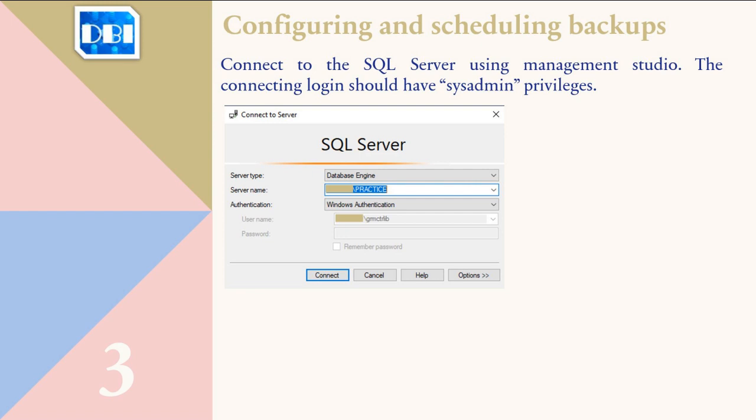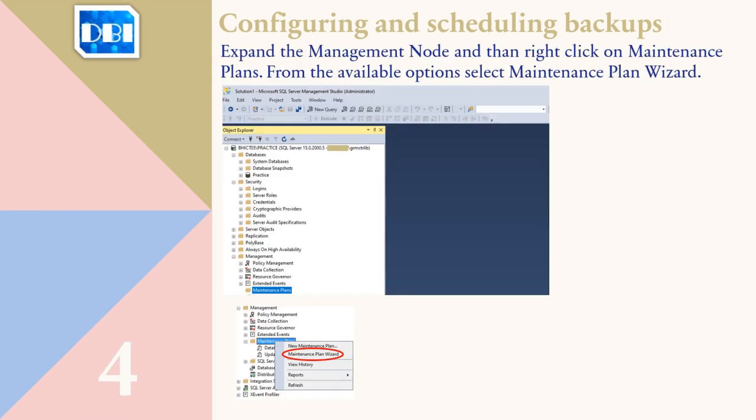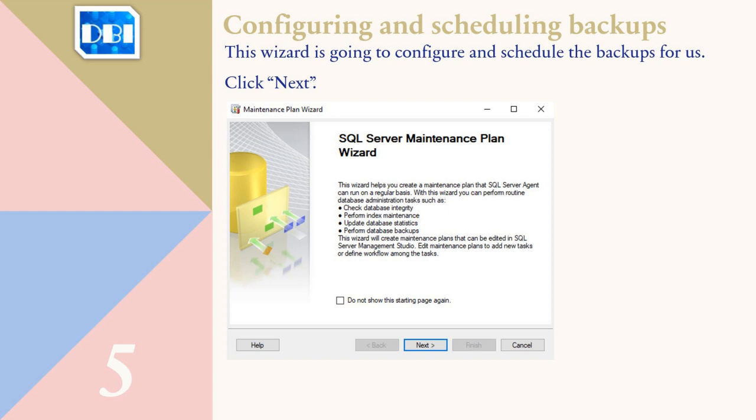Connect to the SQL Server using Management Studio. The connecting login should have sysadmin privileges. Expand the Management node and then right-click on Maintenance Plans. From the available options select Maintenance Plan Wizard. This wizard is going to configure and schedule the backups for us.